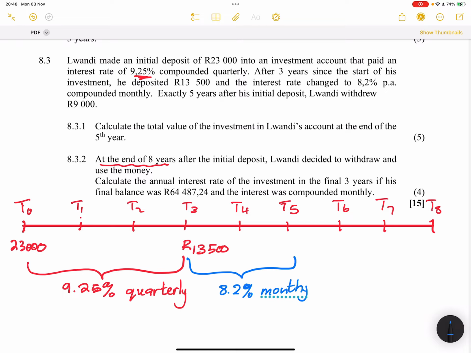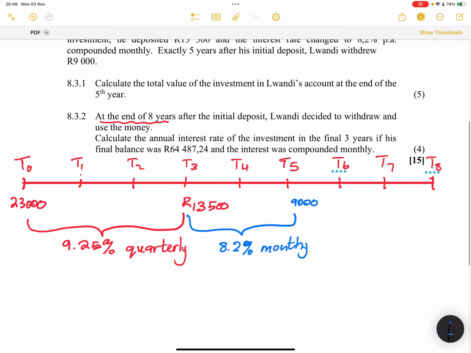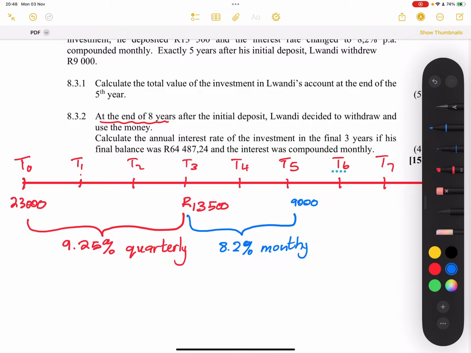Right. And then they say to us exactly 5 years after his deposit, Lwandi withdrew 9,000. So right here, Lwandi is going to withdraw 9,000 rands. Now they say to us, calculate the total value of the investment in Lwandi's account at the end of the 5th year. So we've got 2 deposits, and we've got a withdrawal. Let's start with the first one.